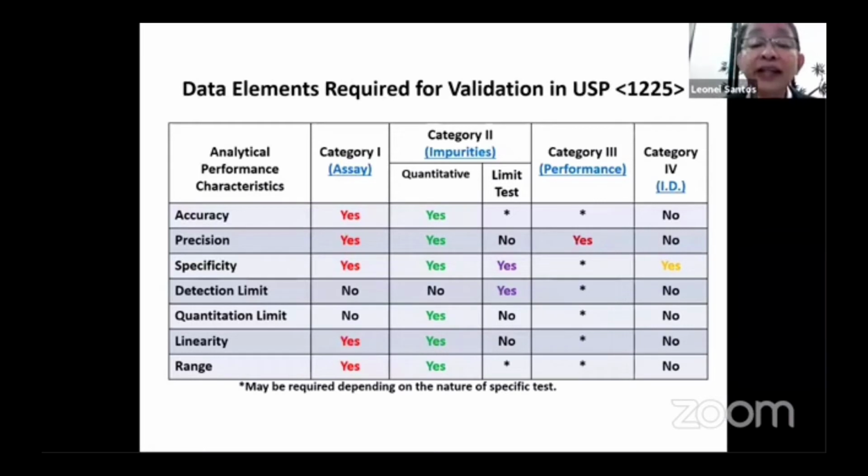So in a quantitative impurity test, validation is required for everything except detection limit, but you need quantitation limit. It is not applicable for category 3 performance because performance is only applied to drug products, not drug substance. But here, the precision is applicable for drug products. Category 5, which is identification, needs nothing except specificity.